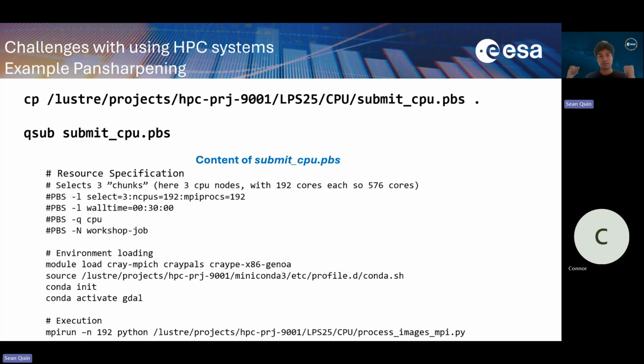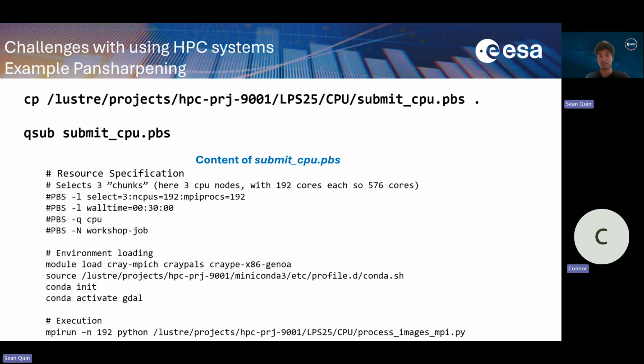Afterwards, we source a Conda environment, which we activate, which holds GDAL. And then we have our execution, which is mpirun, the MPI command for executing an application in parallel. And then we specify the number of processors through -n 192. We'll just specify 192 instances of our application, and then it'll be your basic Python executable command.